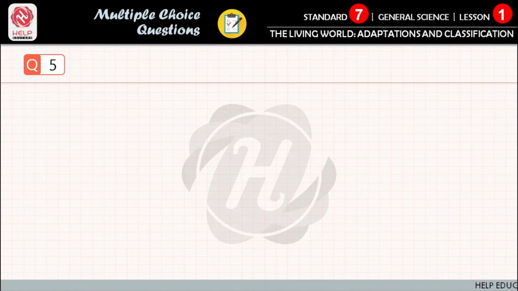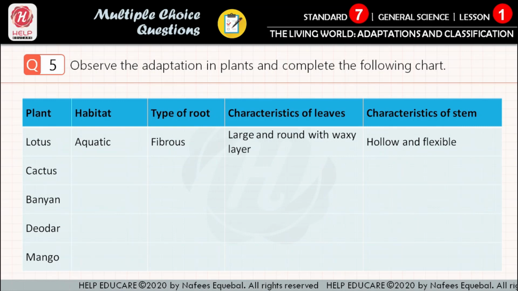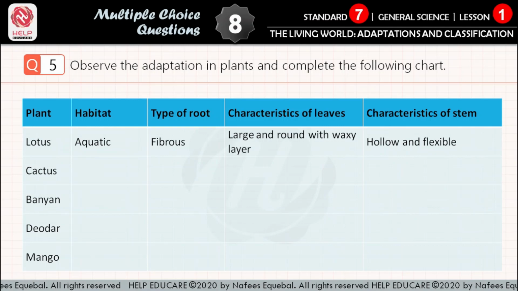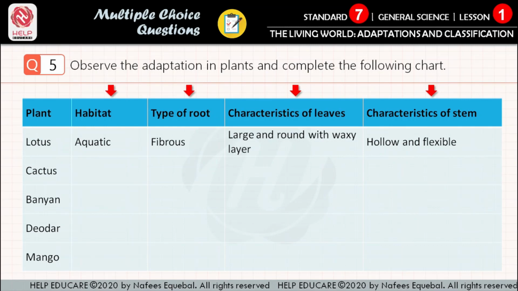Question number 5. Observe the adaptation in plants and complete the following chart. Students, in this question, there are 4 columns for each plant: habitat, type of root, characteristics of leaves, and characteristics of stem. An example for lotus is also given. Now, let's fill the blanks with proper words.